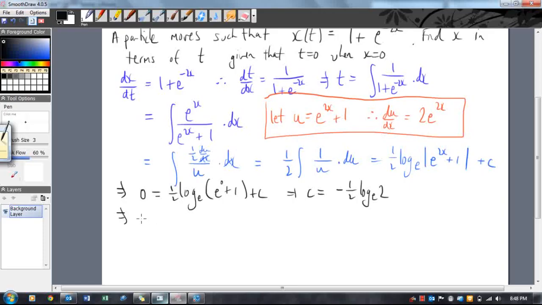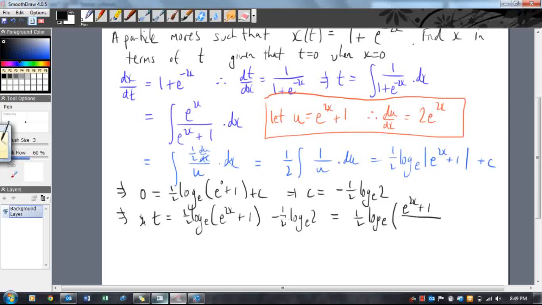So we just want the function of x, so t is equal to half log e of e to the 2x plus 1, minus a half log e 2. We can combine that together, so we'll have half log e, and that will be e to the 2x plus 1 over 2, so that 2 is on the bottom line, like that.